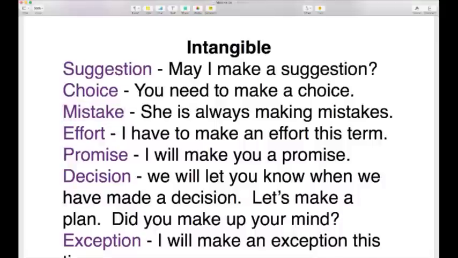So what am I doing? I'm going back to my notes. Here we go. So we've got to make a mistake. So you make a mistake. You make an effort. I often ask my students to make an effort. If they really want to improve, they have to make an effort. I make an effort to provide you with English lessons. I want you to make an effort to use them.